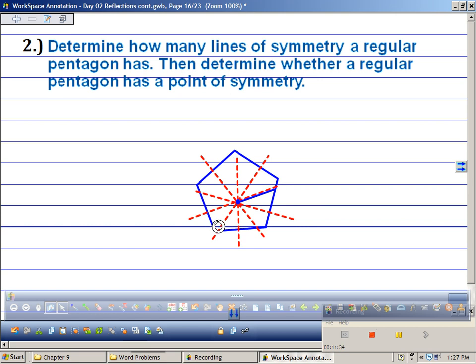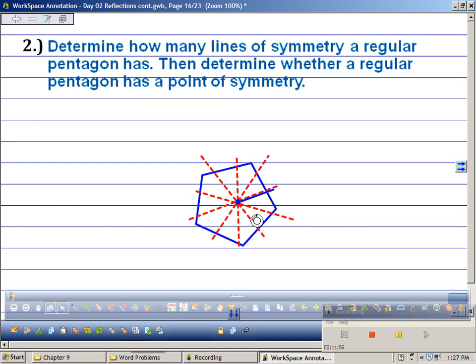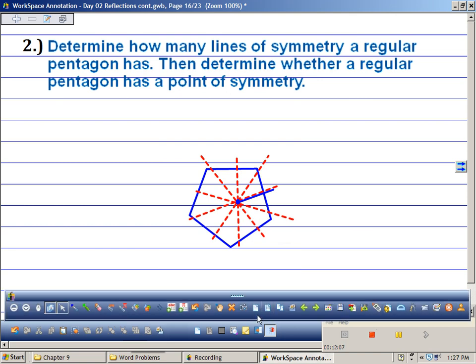Does it have a point of symmetry? No. Don't you understand what I just did? That shows you how it doesn't have a point of symmetry, right? Because it should be symmetrical no matter how I turn this right here. There are places that it'll be symmetrical, but is it symmetrical all the way around? Not exactly. No, it's not.